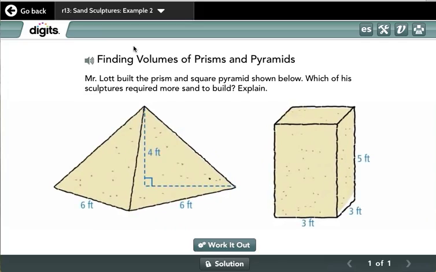Here, they want to know which one uses more sand. You can ask questions such as, what is it when we're determining how much sand? Of course, it's volume. You could ask the question, or you could wait till they try to figure out how do I find the volume of a rectangular prism? Or how do I find the volume of a square pyramid?